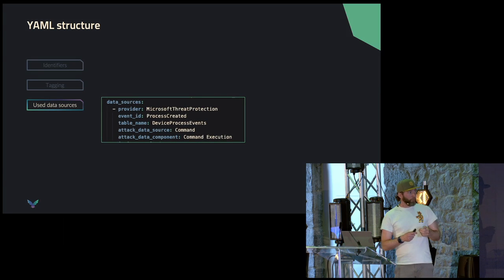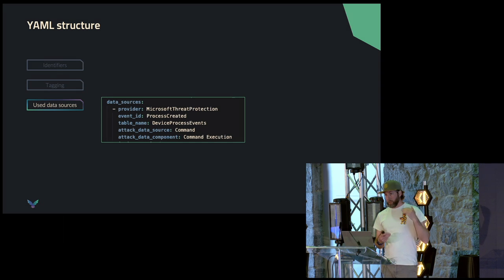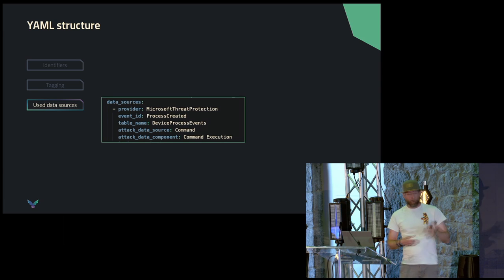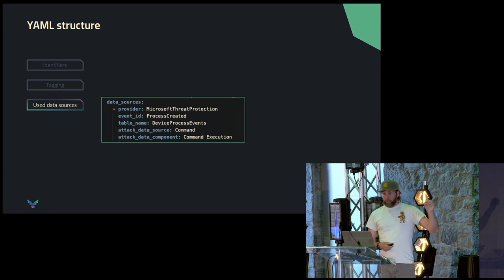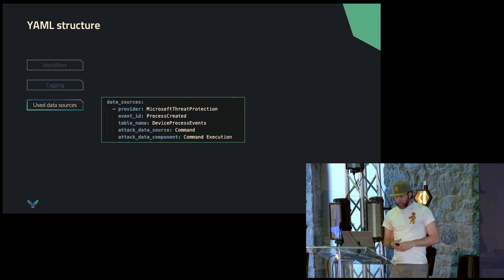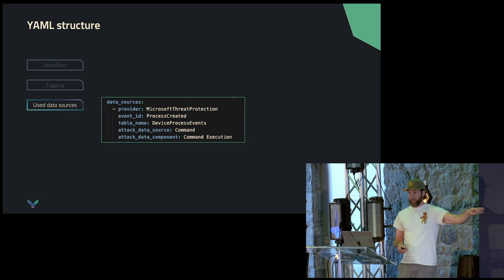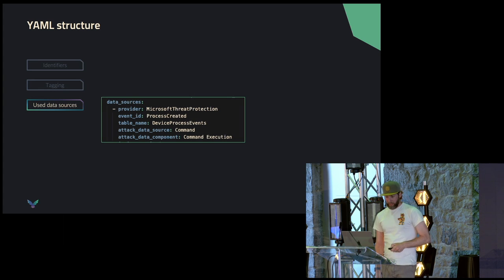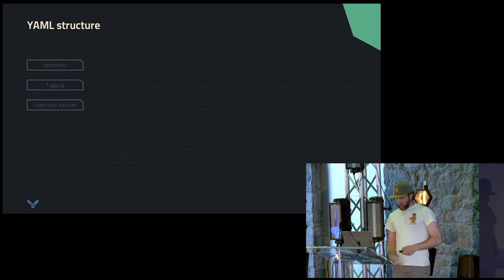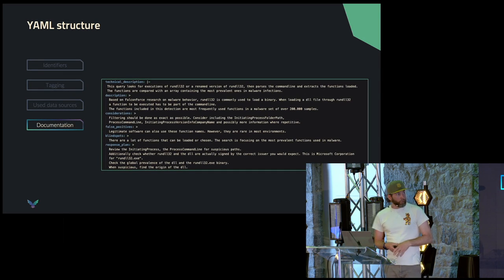Next, we also provide a list of data sources that the query utilizes so that we can validate fairly easily if the data is even available. So we tell it the provider, so where does it come from, which event ID or event name or action type, whatever it's called, which table it goes into, and then also, again, the MITRE data source components that they classify with that, so that we can generate overviews, which I'll show you later.